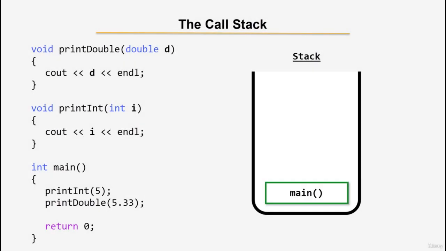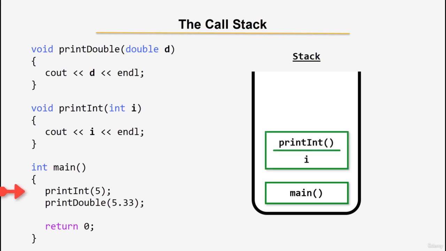Alright, in this example I have two functions, printDouble and printInt, which will just print out whatever argument we pass in. I start with the main function on the stack, and once we step into that first statement where we have the printInt function, a couple of things will happen. Firstly, we need some return address so that program execution can resume in the calling function.